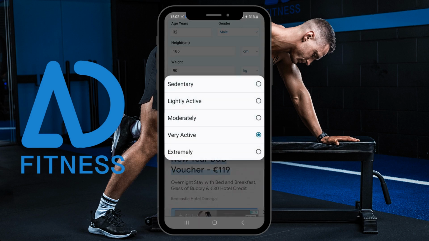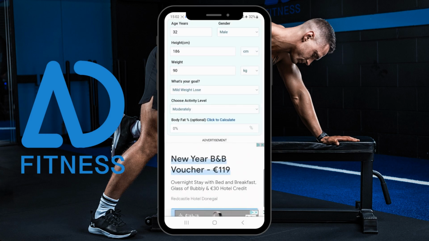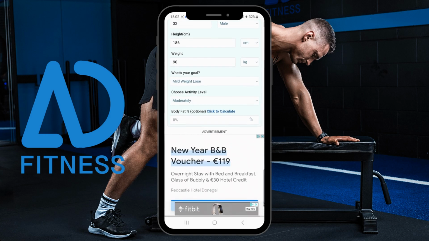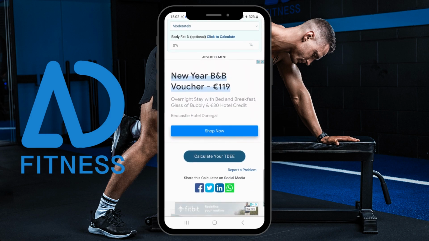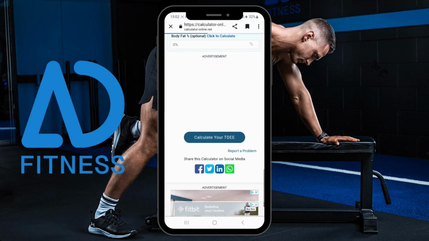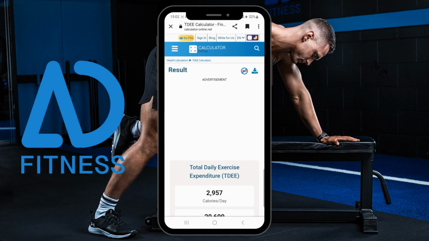For me, my job is moderately active and I train maybe 5 times a week. So I'm somewhere between moderate and very active. I'll just put moderate for the sake of it. Don't worry about body fat, you don't need to put that on. Then scroll down and click on calculate your TDEE. Now this is going to spit out some numbers.